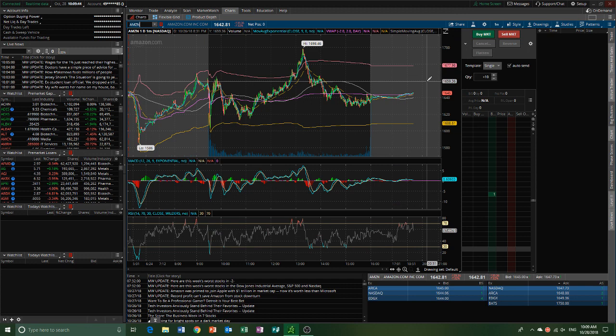Today we're going to be going over some technical indicators to make you become a better trader when looking and finding some stocks that you see potential in. So the first one we're going to look at is our volume.